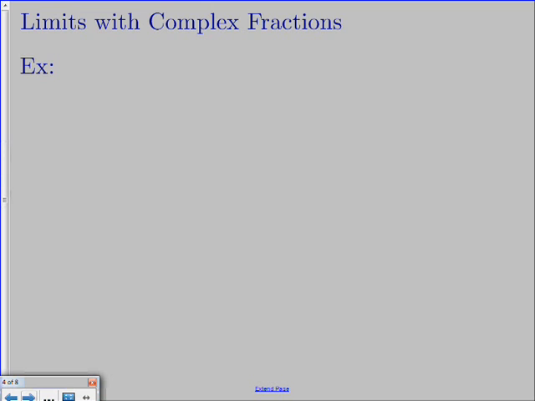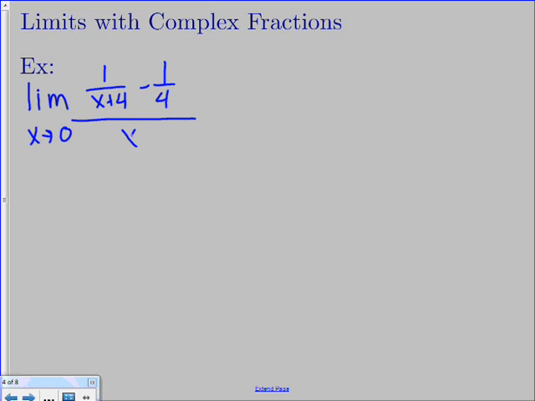Then we have limits with complex fractions, and complex fractions are just fractions within fractions, and we don't really like those in math, so our first step is always going to be to get rid of them. If we look at the limit as x approaches 0 again of (1 over x plus 4 minus 1/4), and all of that over x, we can see that we have fractions within fractions, so complex fractions. The first step is going to be to just get rid of them. We don't want complex fractions, we just want a regular old fraction with just terms in the top, terms in the bottom, no fractions there.